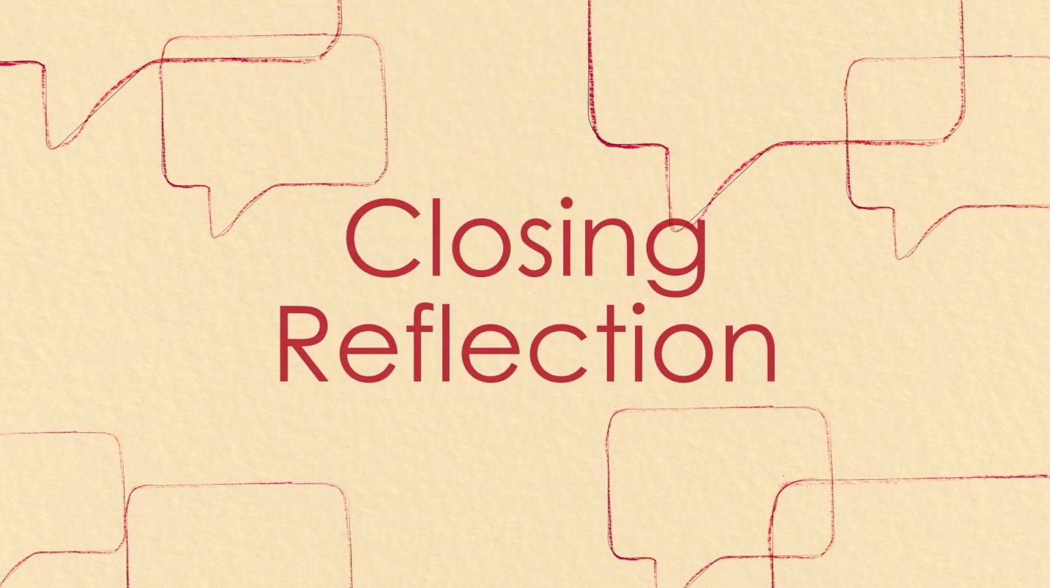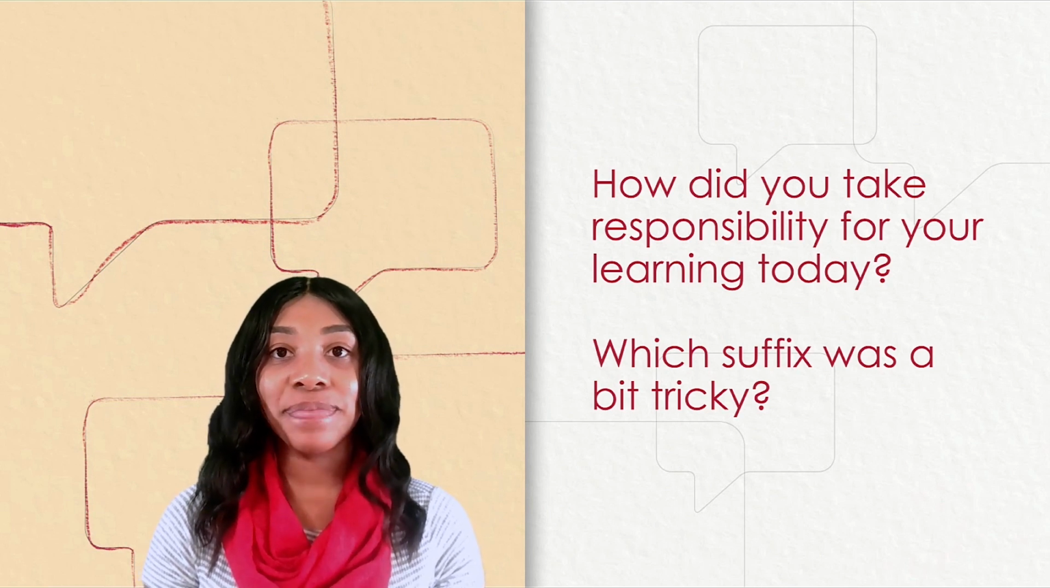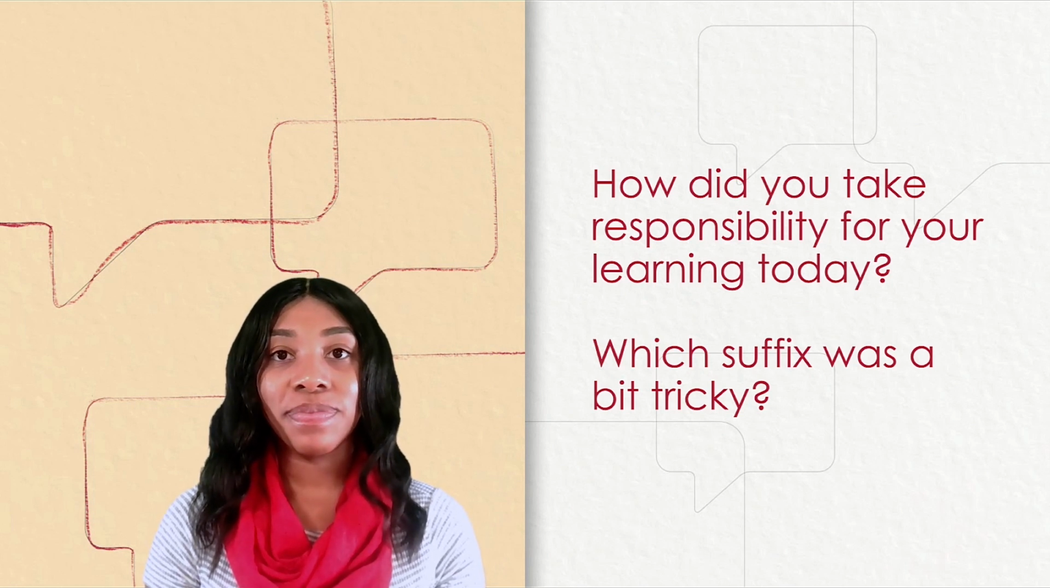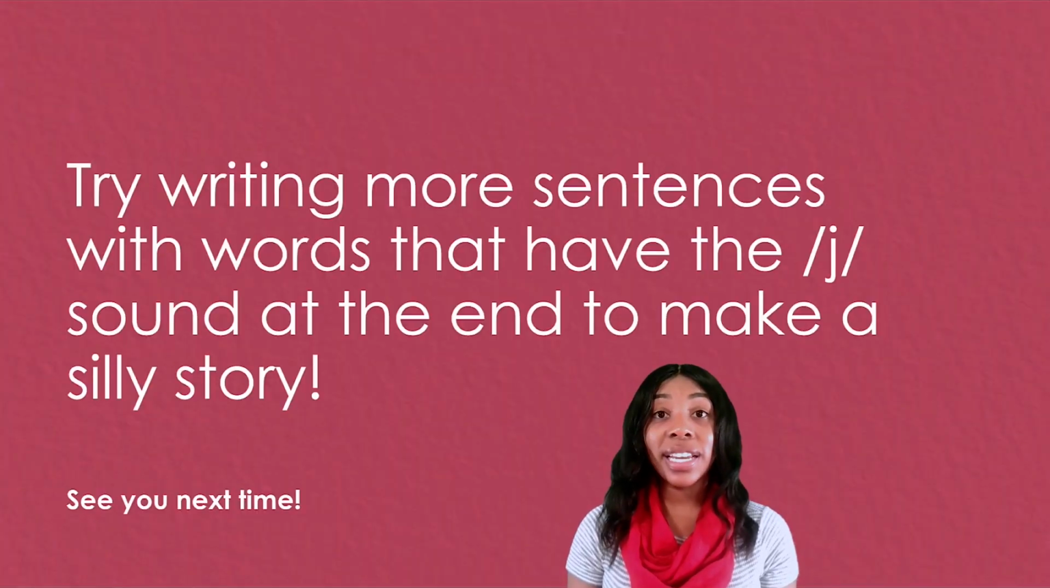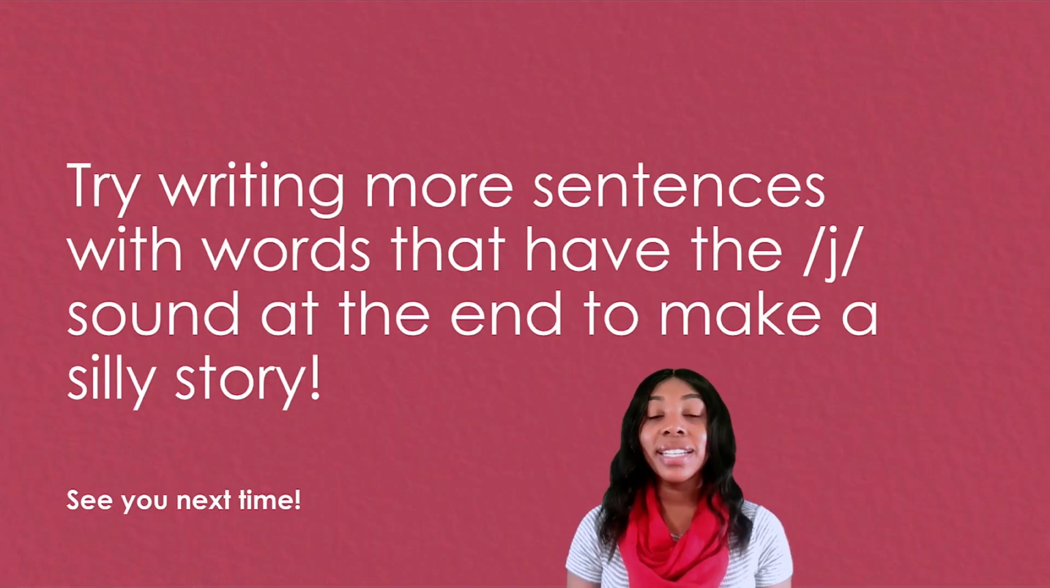Closing reflection. How did you take responsibility for your learning today? Which suffix was a bit tricky? Try writing more sentences with words that have the J sound at the end to make a silly story. Keep practicing, and I can't wait to see you next time.